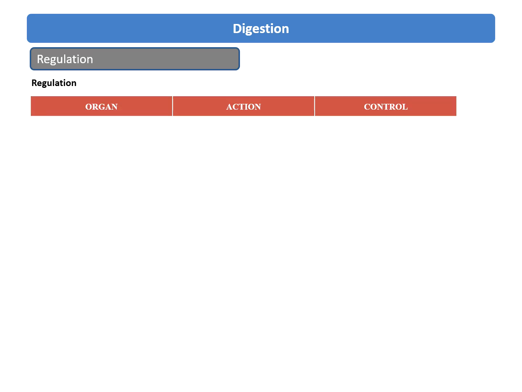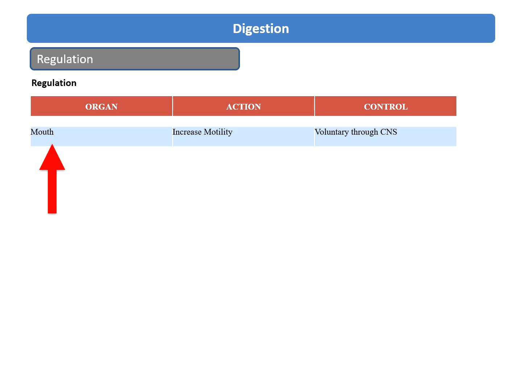This table will summarize regulation of the processes in the GI tract. It's divided into three columns. The first column lists the organ, the second the action, and the third lists the control of that action. Let's start with the mouth. The mouth involves motility. It's voluntary through the central nervous system.